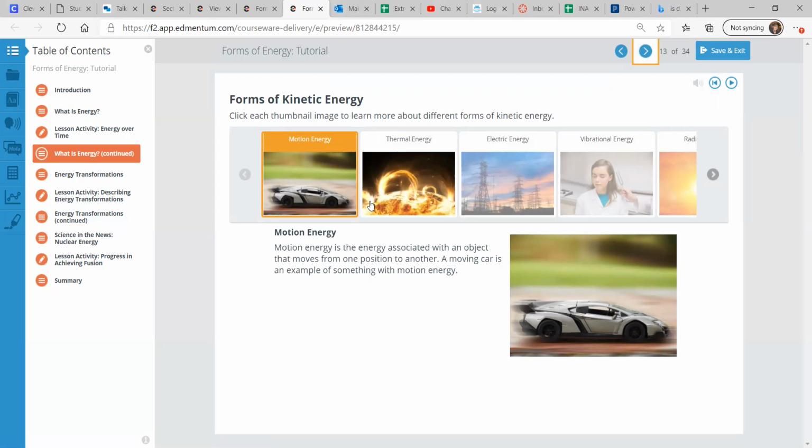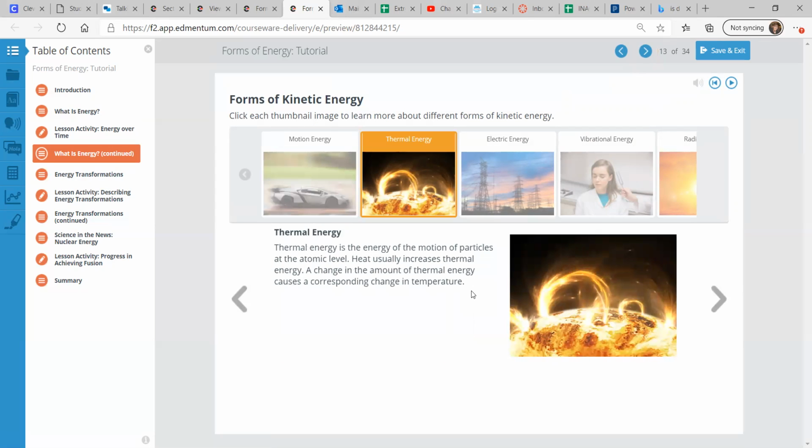Now we can click on these pictures to look at the different forms of kinetic energy. The first one is motion energy. That's associated with an object that moves from one position to another. A moving car is an example of something with motion energy.